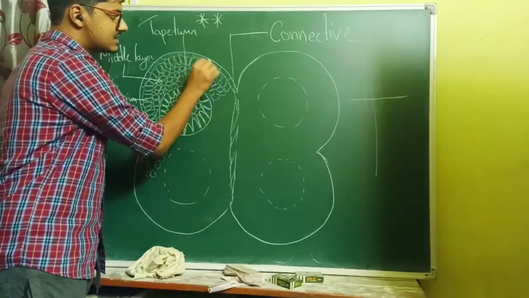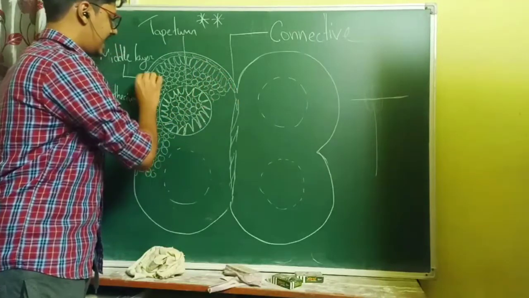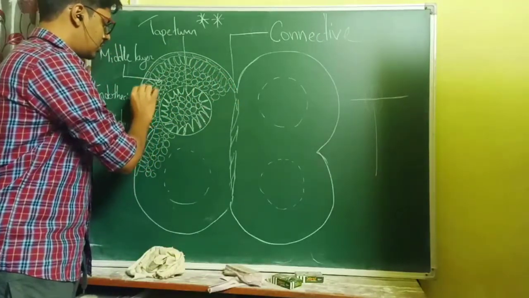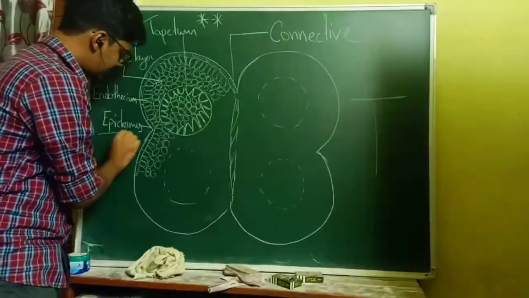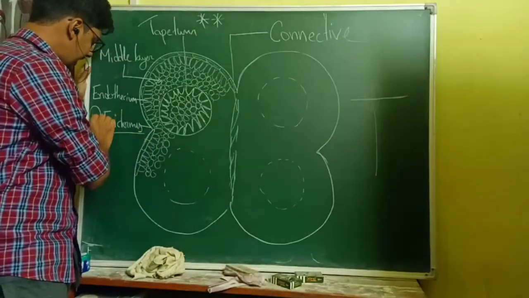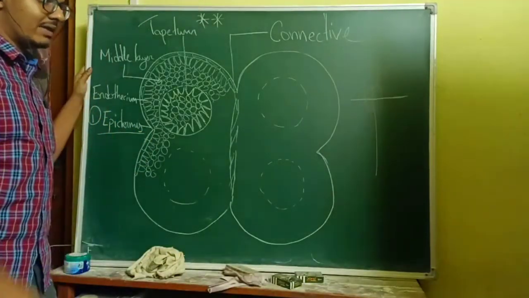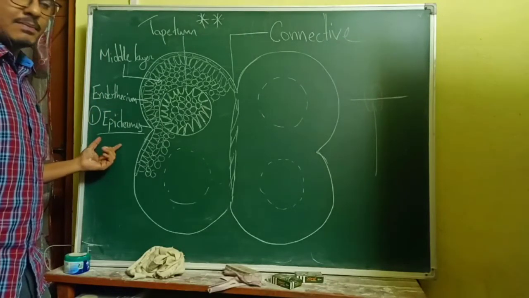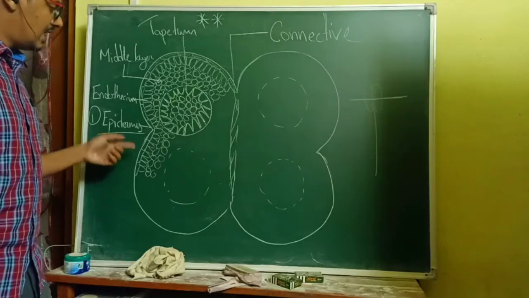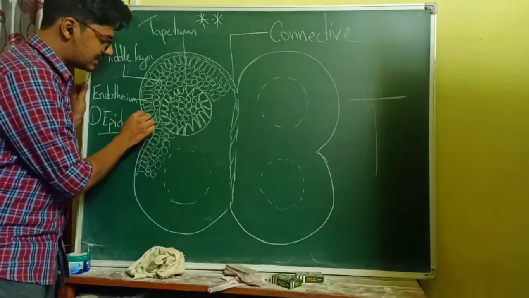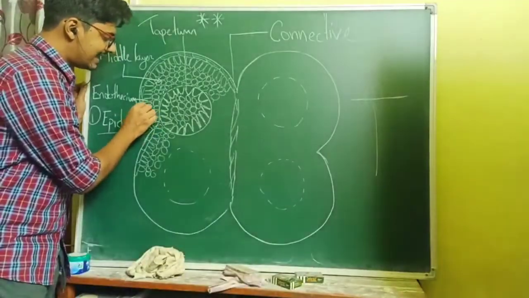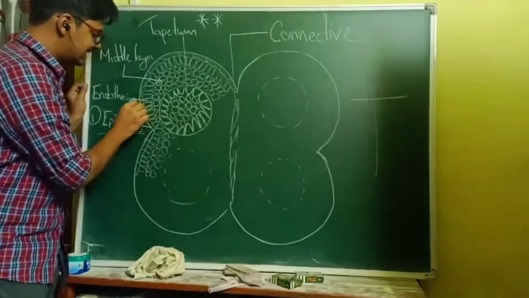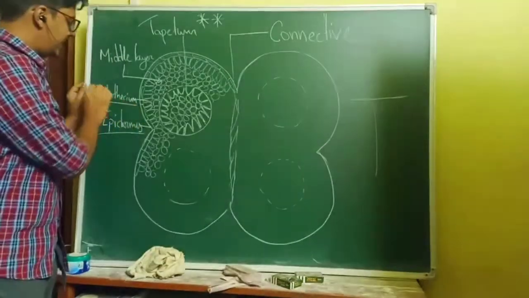these flat cells are known as epidermis. This is the most outer layer. I am numbering it as 1, epidermis. After this, you see, these are radially arranged cells. This layer is known as endothelium.